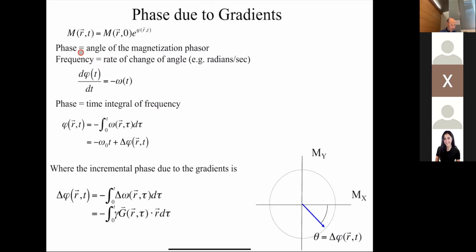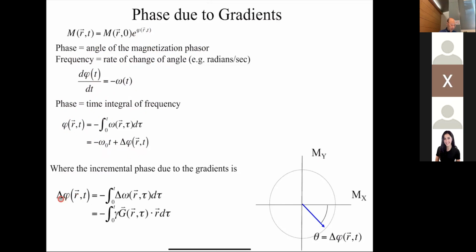Let's walk through that. At some location r at some time t, the magnetization equals the initial magnetization, where 0 is time equals 0, multiplied by some phase. This is essentially all the gradients are doing, but we want to describe that mathematically. Remember that phase is the angle of the magnetization phasor, and frequency is the rate of change of that angle. So we can write d phi dt equals minus omega, because we're assuming clockwise precession if omega is positive. Therefore, phase is the time integral of the frequency. So I can always write the phase at any point in time as minus omega naught t, the overall precession, plus this incremental phase delta phi.